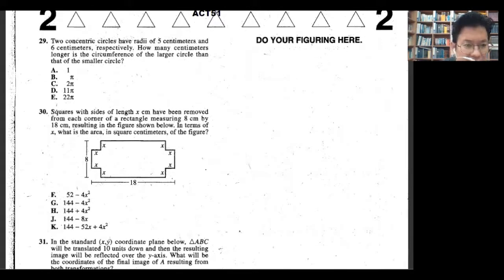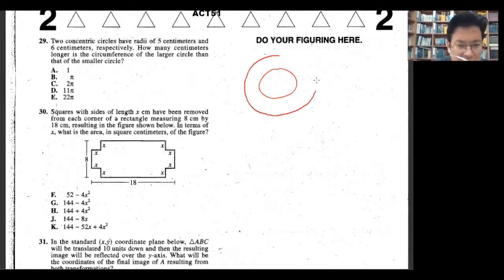Two concentric circles have radii 5 and 6. Oops, wait again. So this is 5 and this is 6. How many centimeters is the circumference of the larger circle greater than the smaller one? The larger one is 2 pi r, which is 12 pi, minus 10 pi. So 2 pi is what it is.